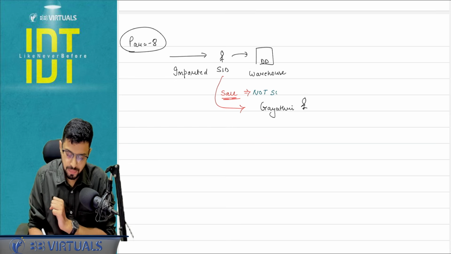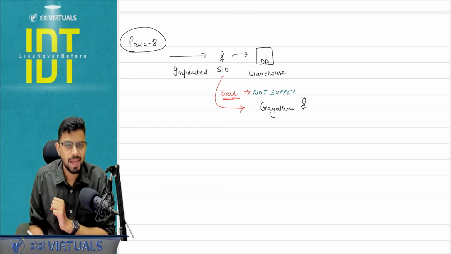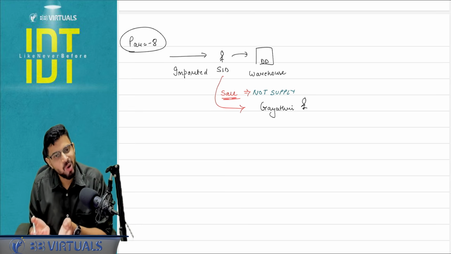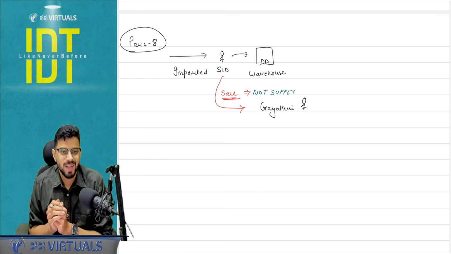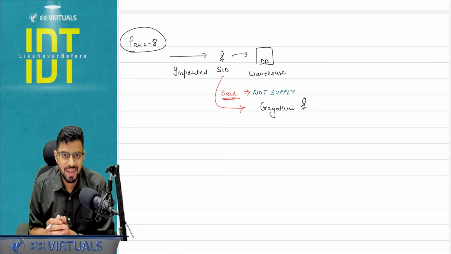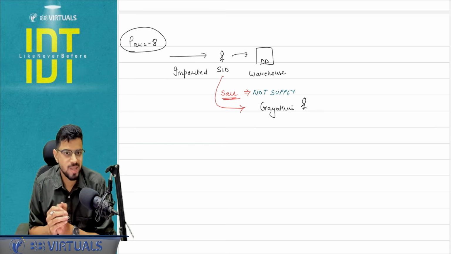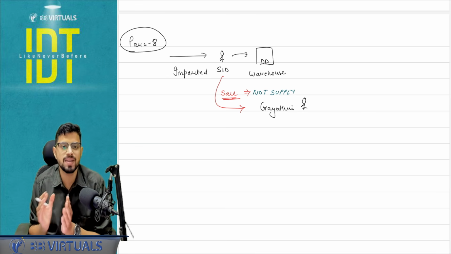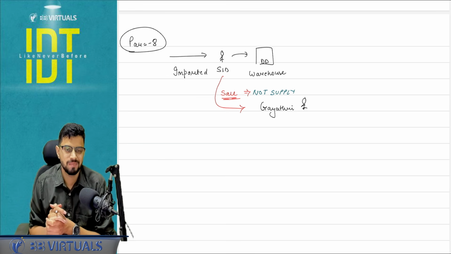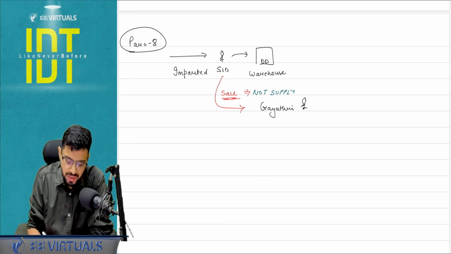Why? Because, sir, the goods are not yet cleared. They are lying in the warehouse. So how come it will be a supply? You have told that till the clearance happens, it is not considered as a part of India. Now what will happen? This is not a supply.